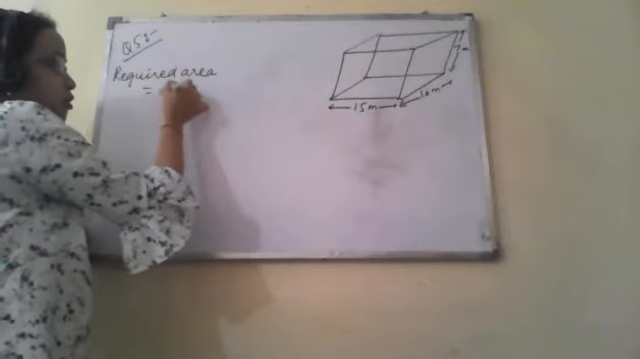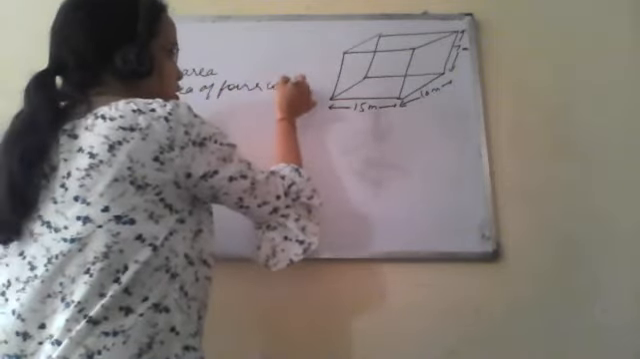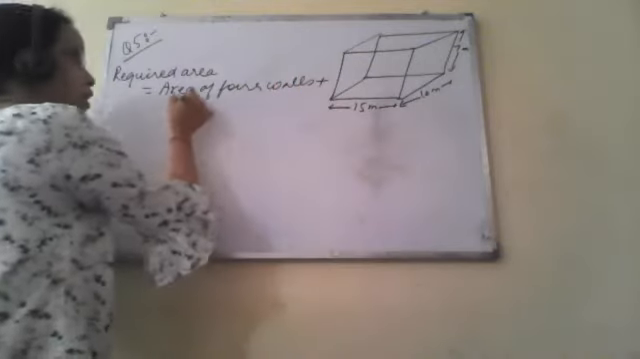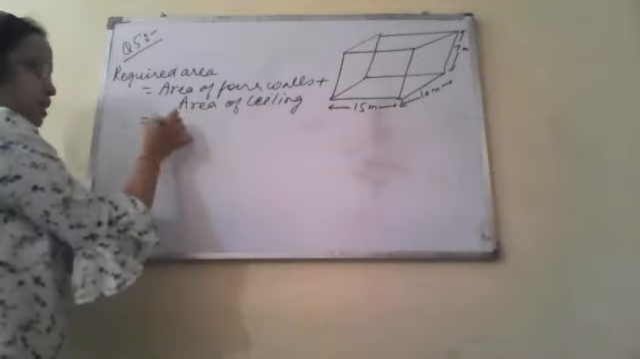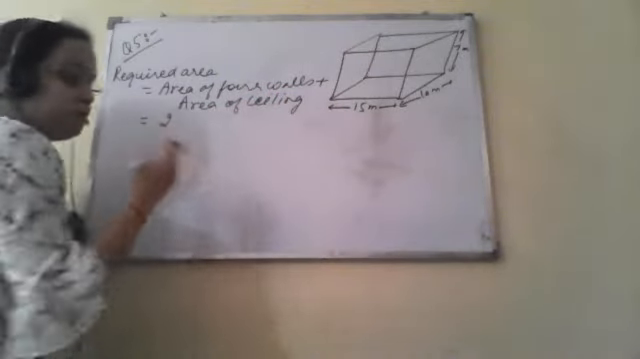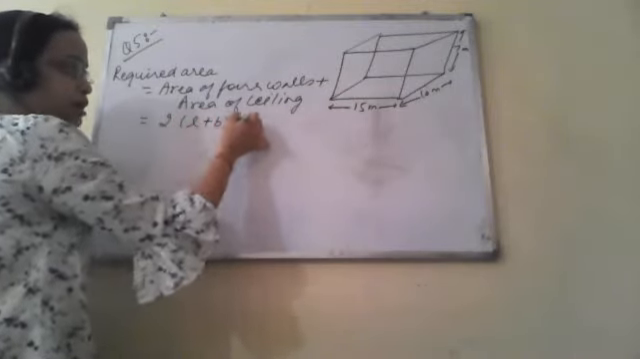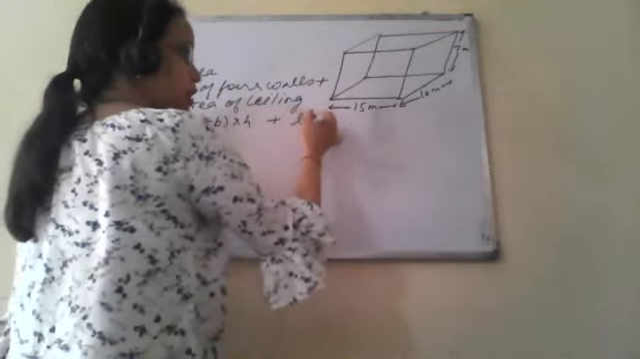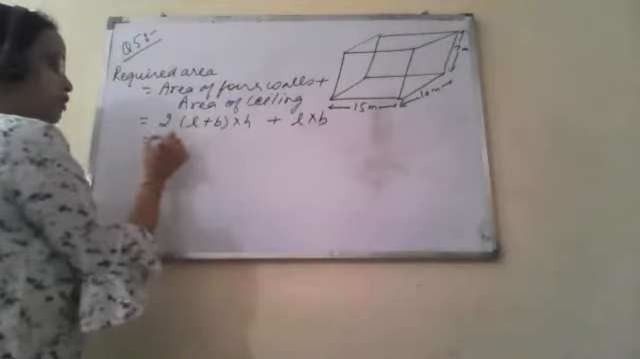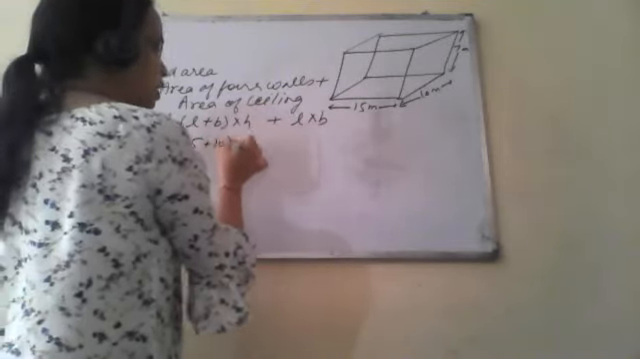So the required area will be area of 4 walls plus area of ceiling. Area of 4 walls I have explained, that was perimeter of base into height. Perimeter of base was 2 into L plus B, into height H, plus area of ceiling will be this surface, that is L into B. Now put the values, which is 2, L is 15, B is 10 and H is 7.